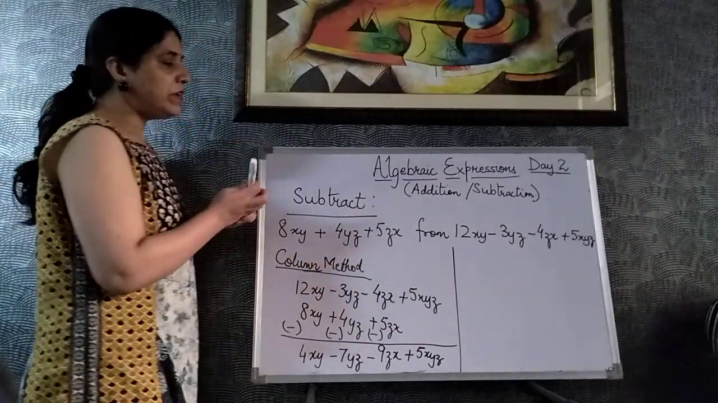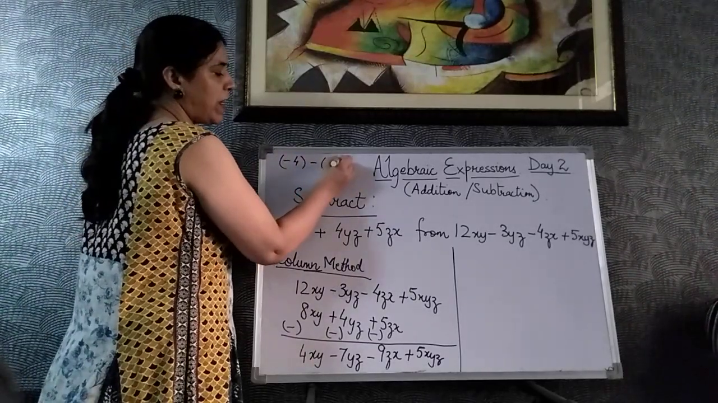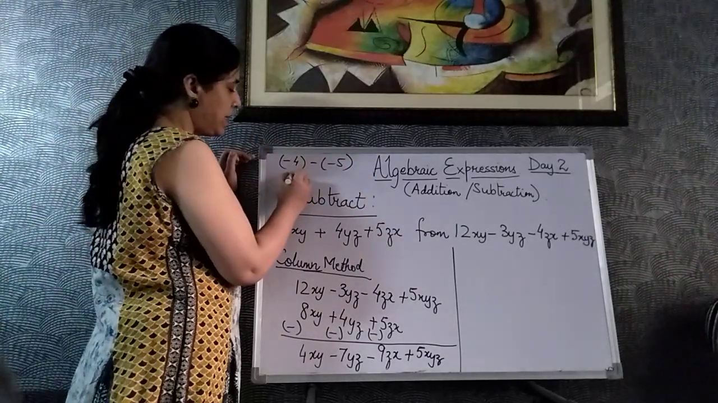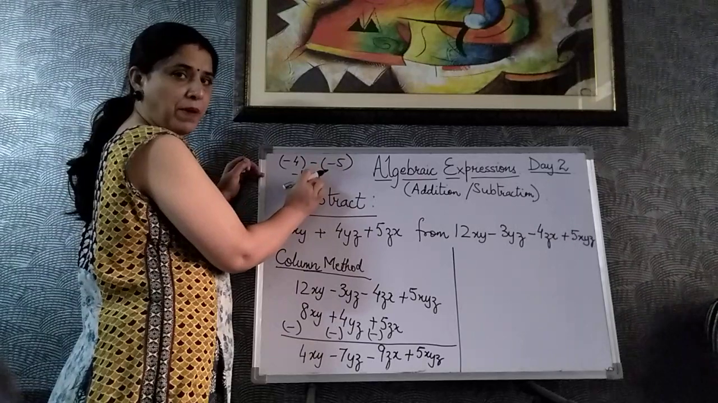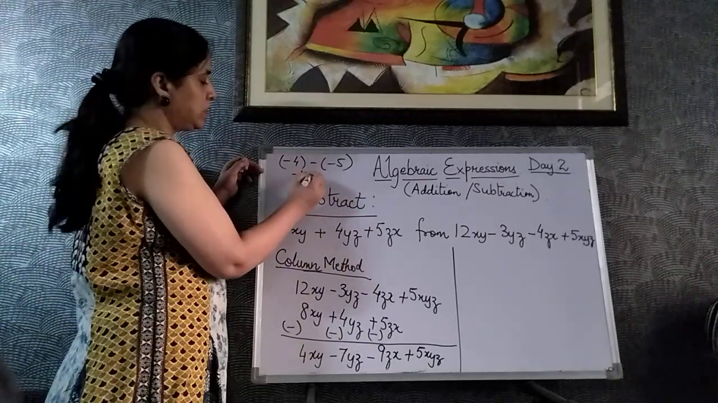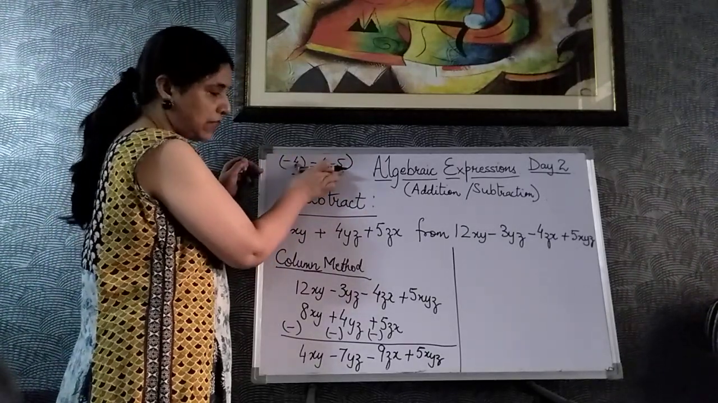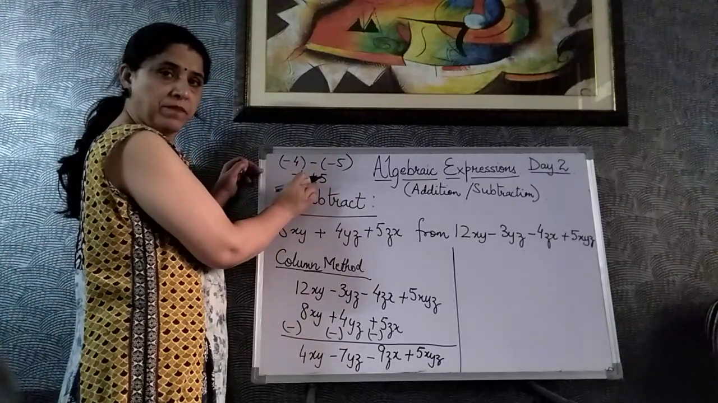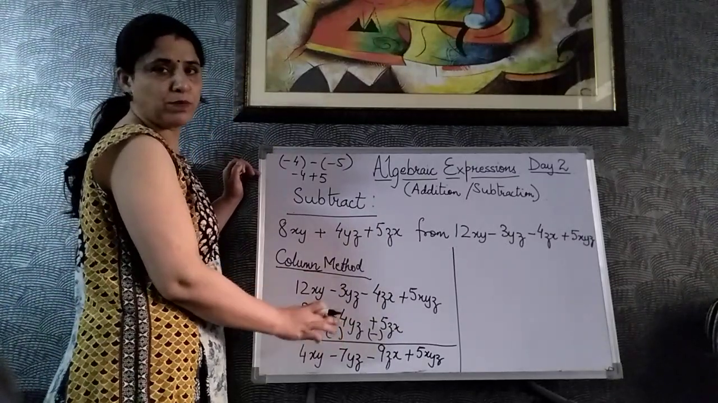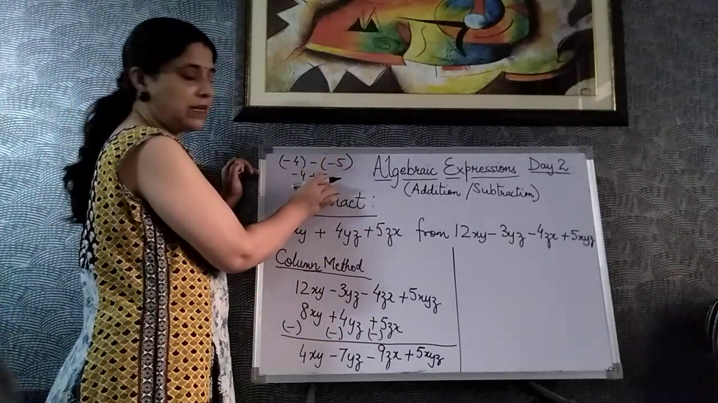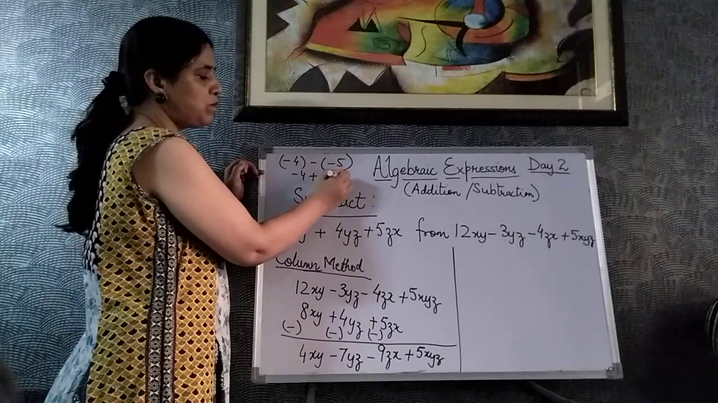I tell you why. Suppose we subtract minus 5 from minus 4. Minus 4 comes out, and the minus sign sitting outside changes the sign of 5, so this becomes plus 5. So when we are subtracting two integers, we change the sign of the second one. Similarly, we do the same thing with algebraic expressions. Minus 4 plus 5 is plus 1.